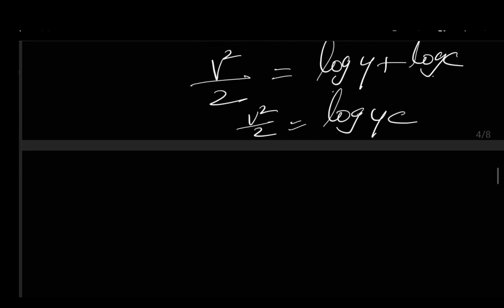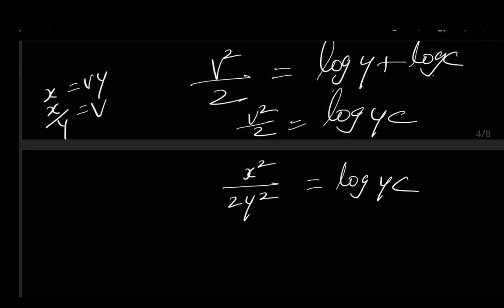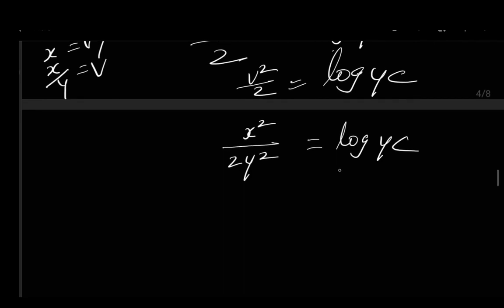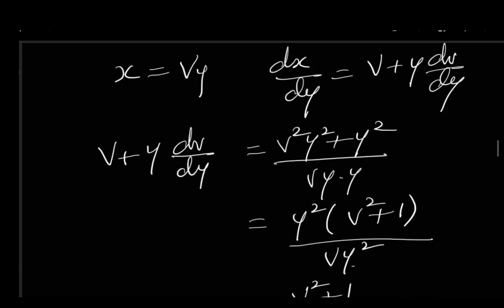Now replace here v. X I have taken as vy. So v as x by y is equal to v. So v squared, x squared by 2y squared is equal to log yc. In order to remove this log term, taking exponential on both sides, e power x squared by 2y squared is equal to yc. See, now take the given conditions.